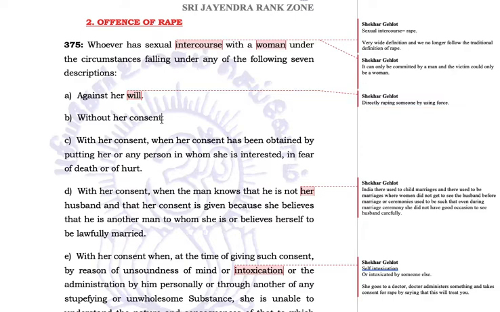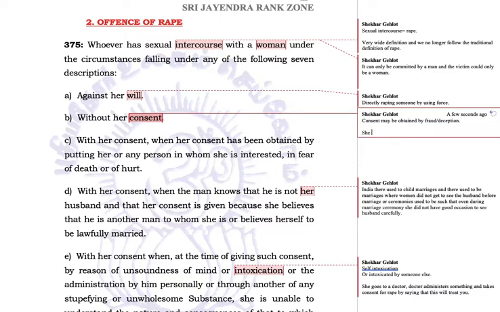Without her consent covers all those other cases. Her consent may be obtained by force, fraud, deception. In such cases, without her consent means that yes, she has given a consent, but her consent is obtained by committing fraud or deception upon her. She has not given you a valid consent. Her consent is obtained by deception. She goes to a Baba.